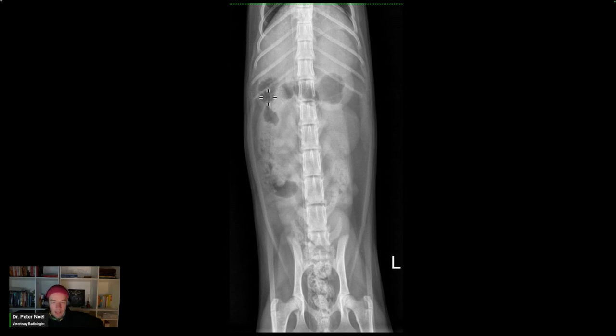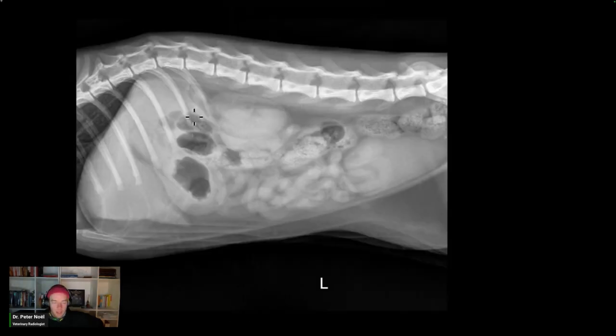Game over. Take this cat and cut it. I don't think you can get in there with an endoscope. So get in there, cut it. Oh, you know what? Don't cut it. Maybe milk that thing back into the stomach. I don't know. Do a gastrotomy. I'm not a surgeon. Thank goodness.